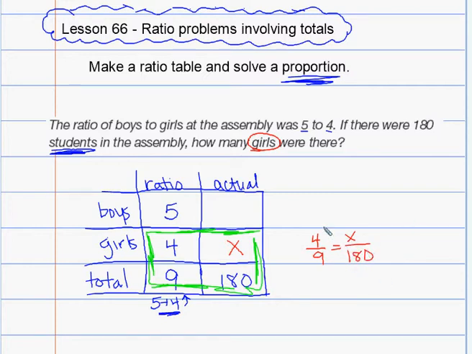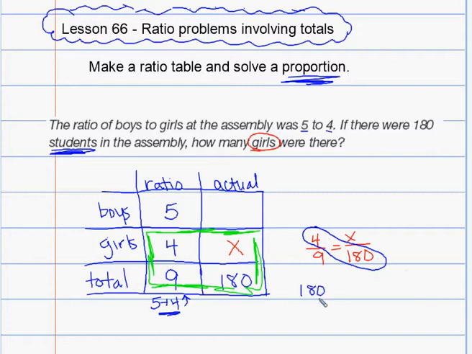Now we can cross multiply and divide. We can also sometimes luck into what number would I multiply times 9 to get 180. You do it whichever way suits you the best. In this case, just to make sure that we remember how to use cross products, I will illustrate that.